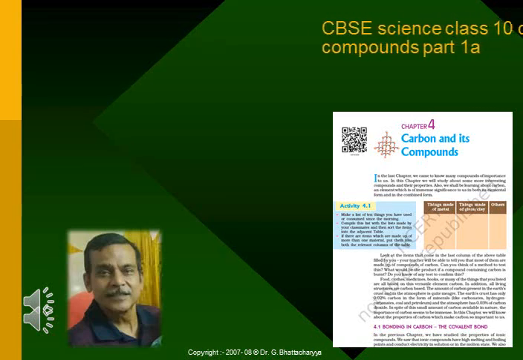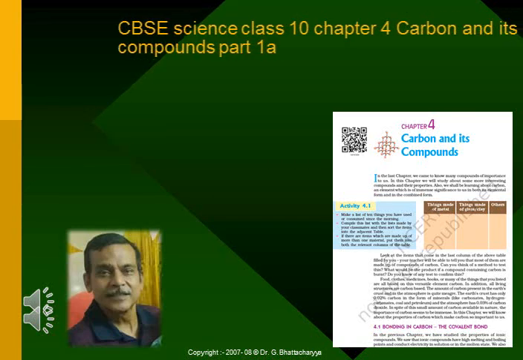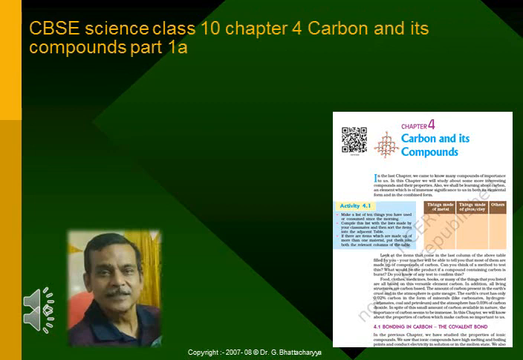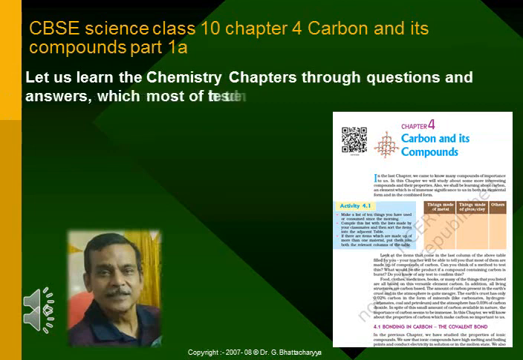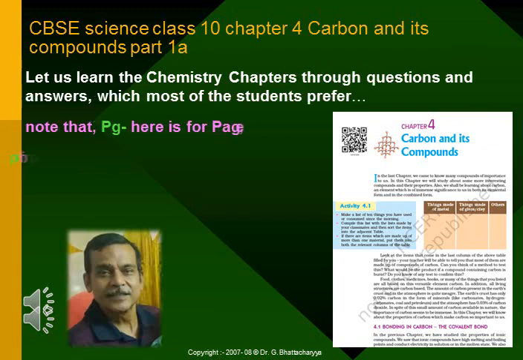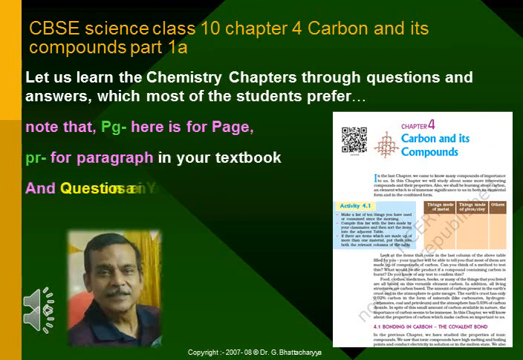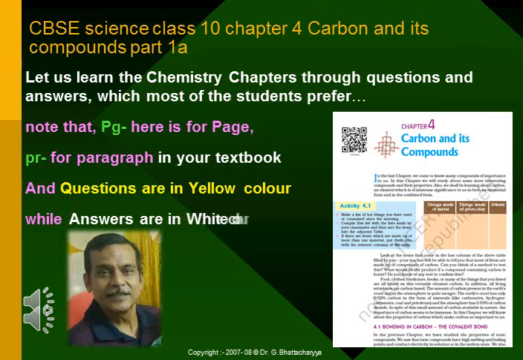CBSE Science, Class 10, Chapter 4, Carbon and its Compounds. Let us learn the chemistry chapters through questions and answers, which most of the students prefer. Note that PG here is for page, PR for paragraph in your textbook, and questions are in yellow color while answers are in white color.